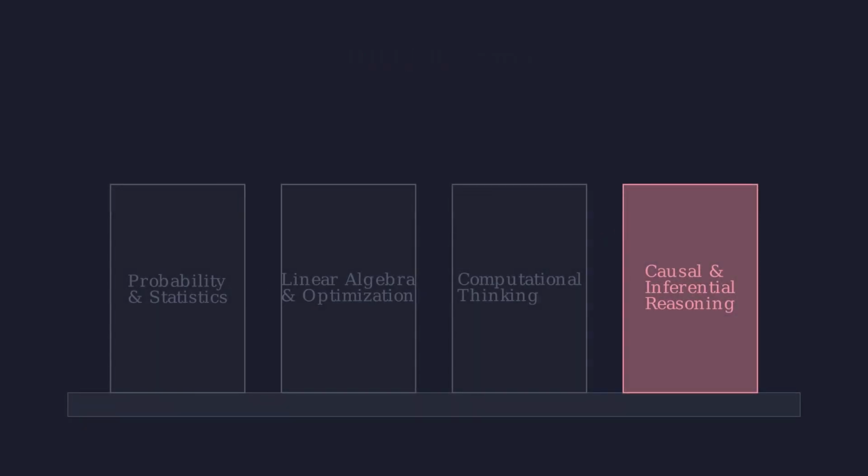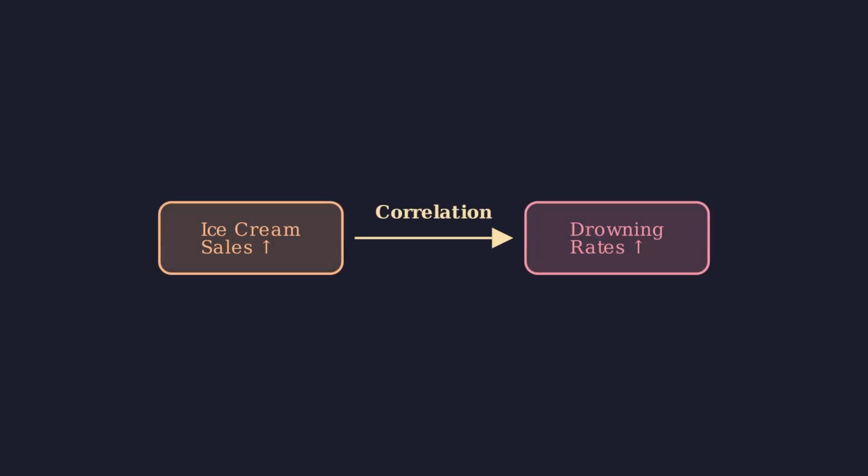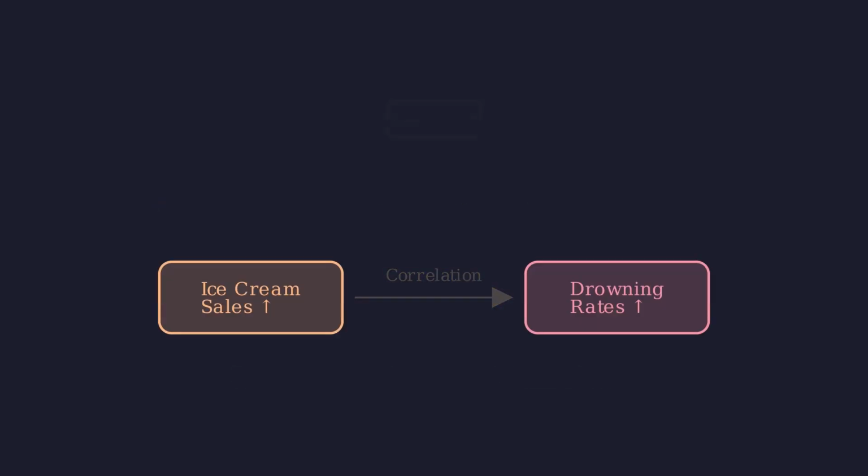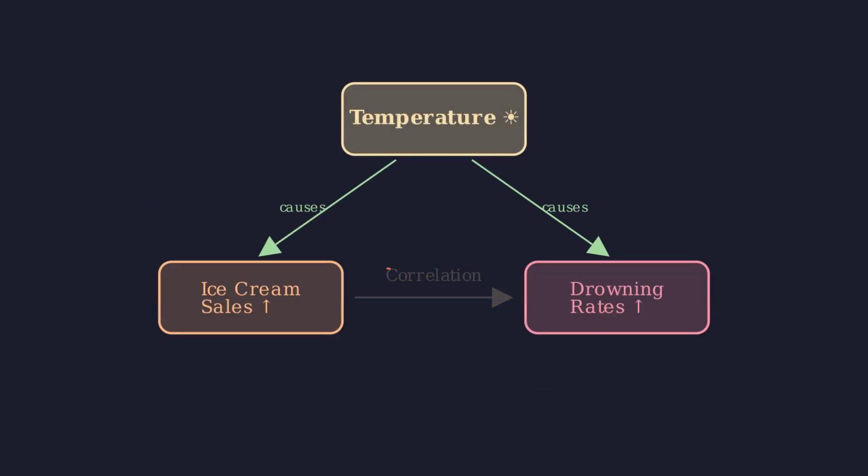The fourth pillar is causal and inferential reasoning. This is the pillar that most data science education completely ignores, and it might be the most important one. Here is a classic example. Ice cream sales and drowning rates are highly correlated. When ice cream sales go up, drownings go up. Should we ban ice cream to prevent drownings? Obviously not. There is a third variable, temperature. Hot weather causes both. This seems obvious in this example, but in real data science, these hidden variables are everywhere, and they are much harder to spot.